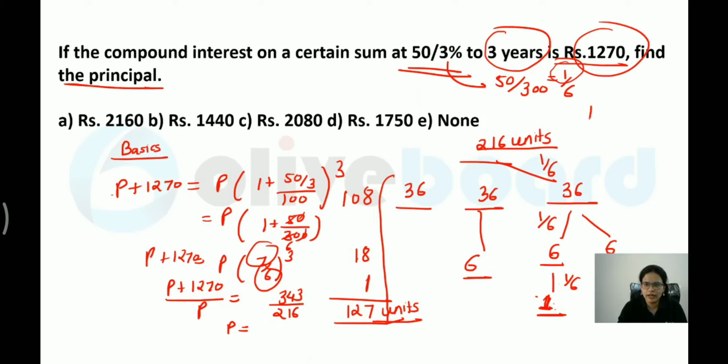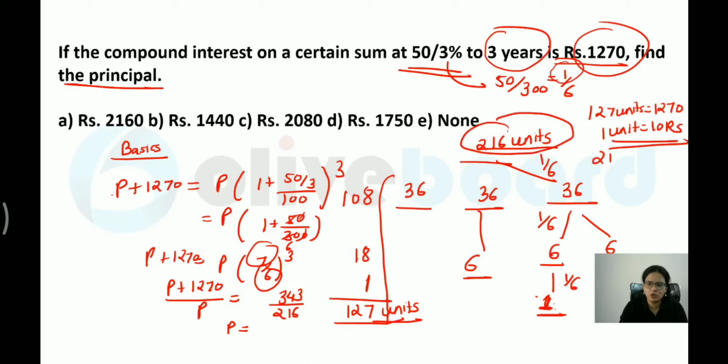So what can you write? 127 units is equal to 1270. So what is 1 unit value? 1 unit is 10 rupees over here. So what they are asking you, how much is the principal? So principal would be 216 units, that is 2160 rupees, because you know 1 unit is 10 rupees. So that is your answer over here.